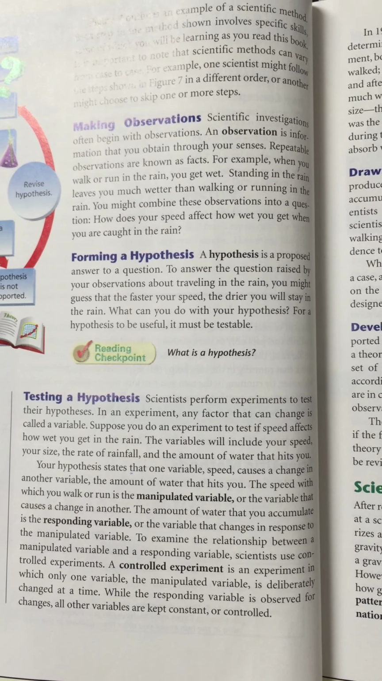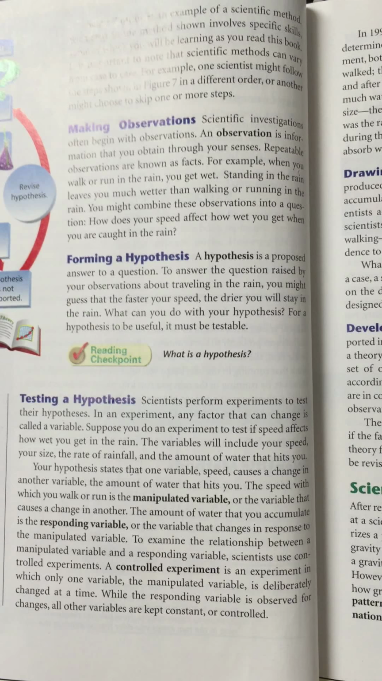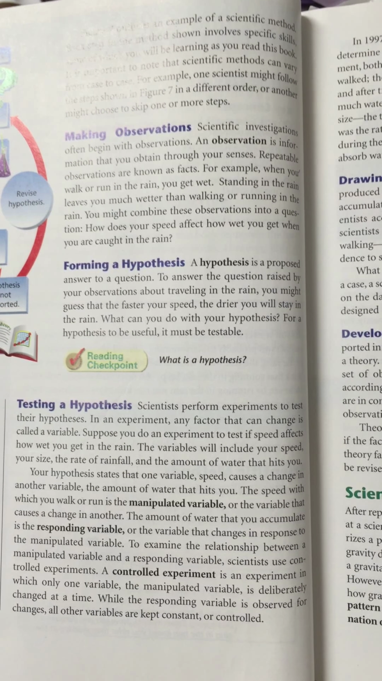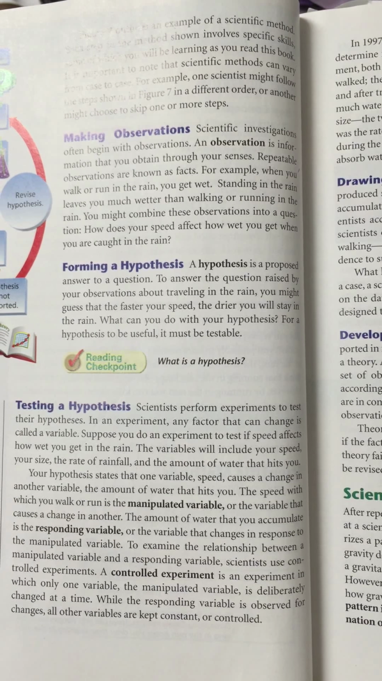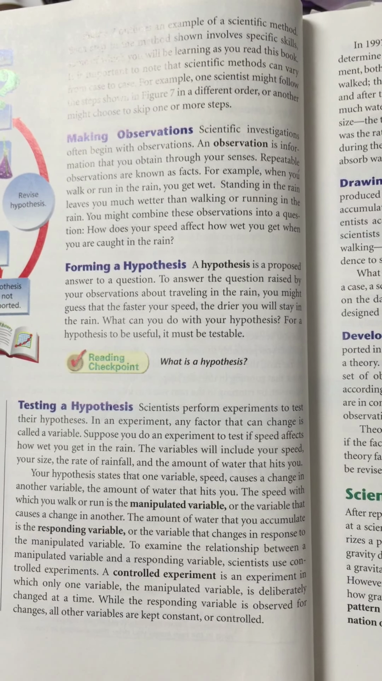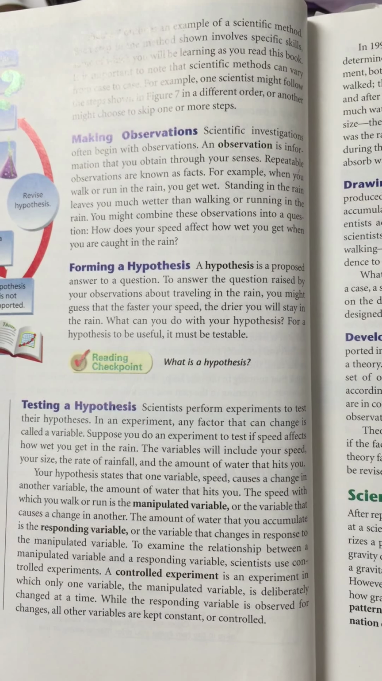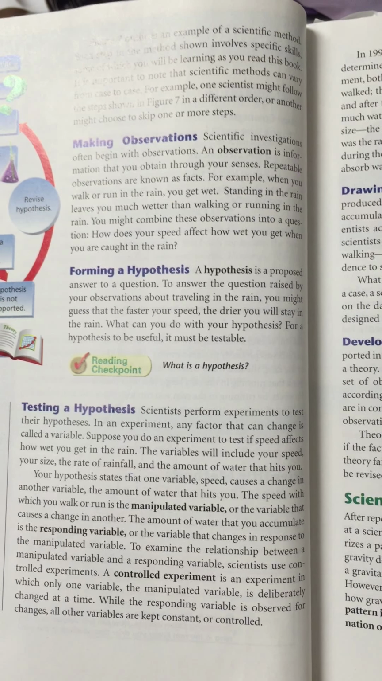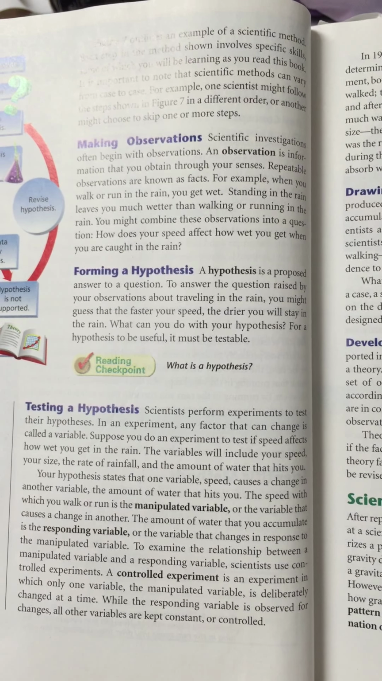The speed with which you walk or run is the manipulated variable, we call that the independent variable, or the variable that causes a change in another. The amount of water that you accumulate is the responding variable, or what we call the dependent variable, or the variable that changes in response to the independent variable.